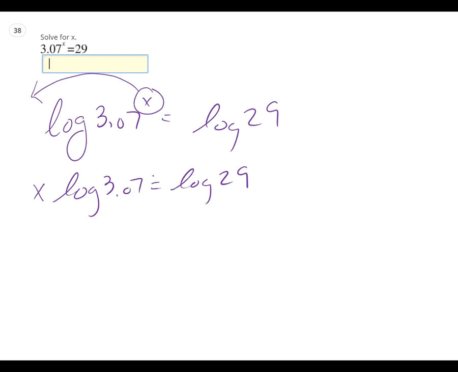How do I get this to the other side? Where it's a number. You divide it, good. So x equals log of 29 divided by log of 3.07. All right, I want you to try to put that in your calculator. Remember, you can ignore the base part. It's base 10. You don't have to fill in the base part. I'll give you a minute. I don't know the answer, so I need you to actually figure it out.